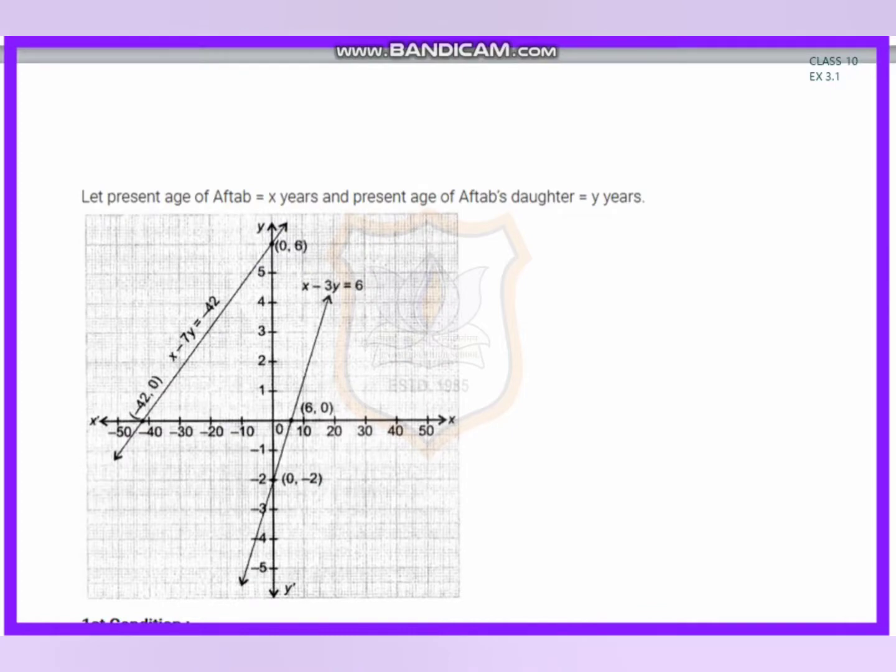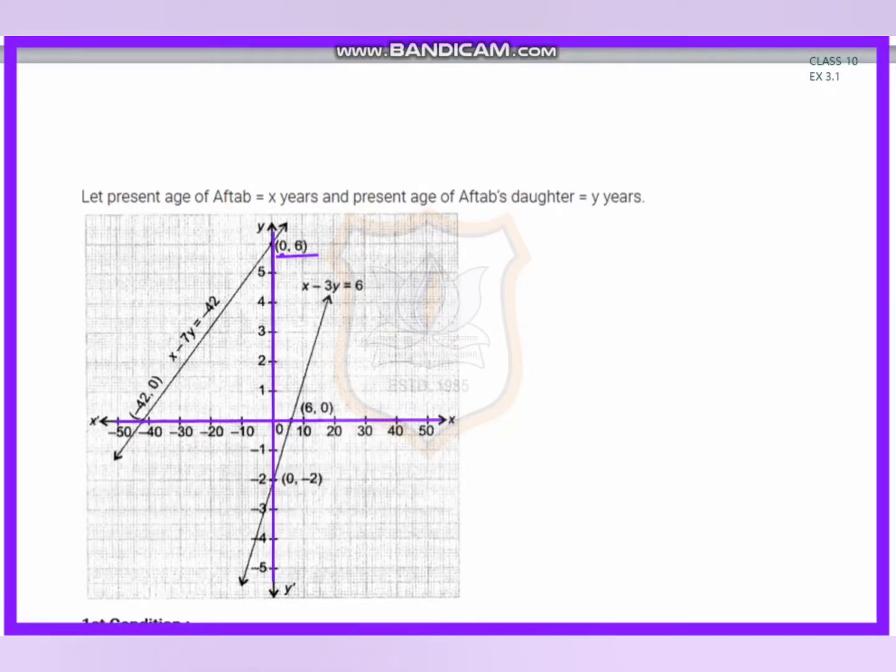If I am plotting a value 0, 6, it means in the x coordinate we have 0 and in the y coordinate we have 6. First of all, we have to plot the x-axis and y-axis. This is the x-axis and this is the y-axis.